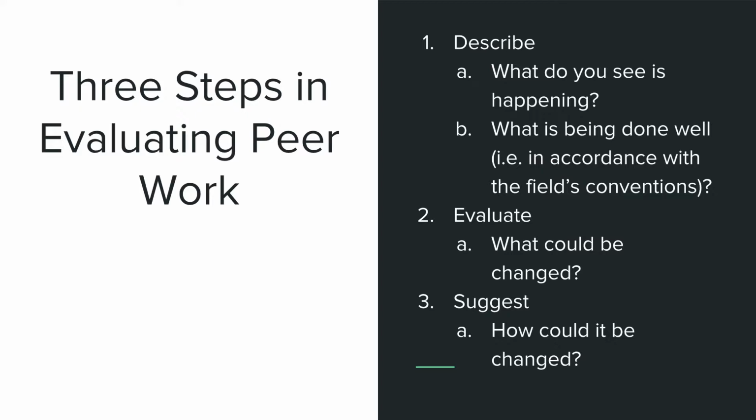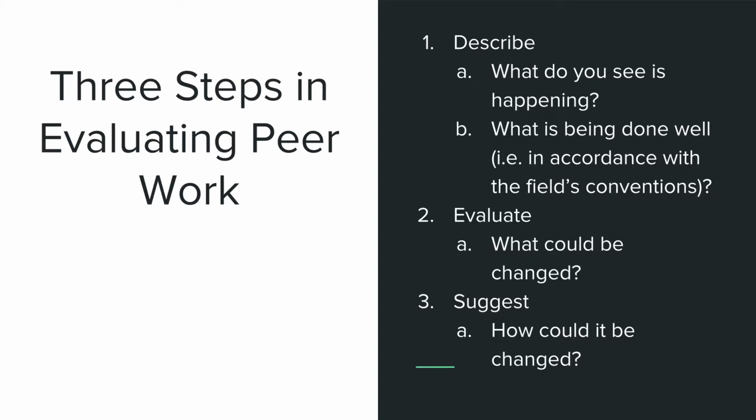In addition to describing the work, this is also a good time to begin with what the author has done well. What is in accordance with the field's conventions? What is especially interesting and intriguing, or written well? At this point, you can move to an evaluation or a criticism of the work. What needs to be changed? What isn't in accordance with the field's conventions?